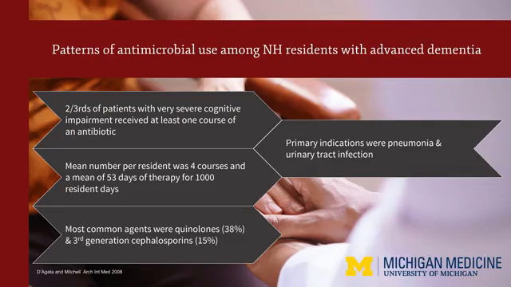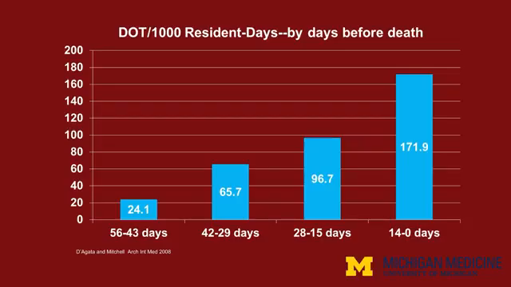The most common agents were quinolones in 38% and third-generation cephalosporins in 15%, with the primary indications being pneumonia and urinary tract infection. This is a graph that illustrates the patterns of antimicrobial use during the final 8 weeks of patients' lives. As you can see, as patients approach death, the portion of those receiving at least one antimicrobial increased significantly. Besides an increase in the number of courses of antibiotics closer to the time of death, there was also a statistically significant increase in the diagnosis of respiratory infection as an indication for use.